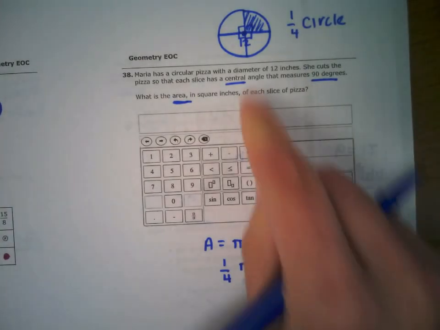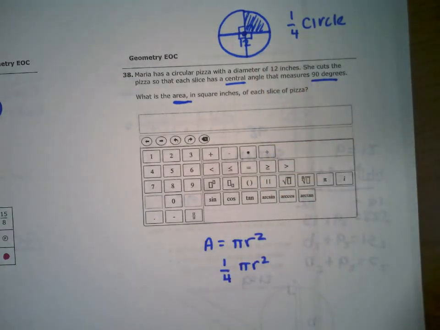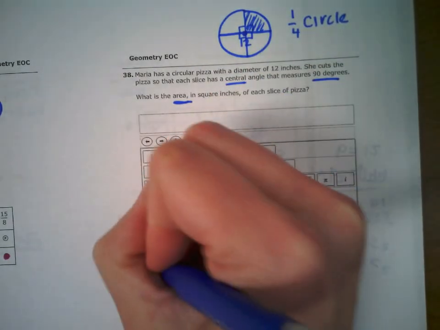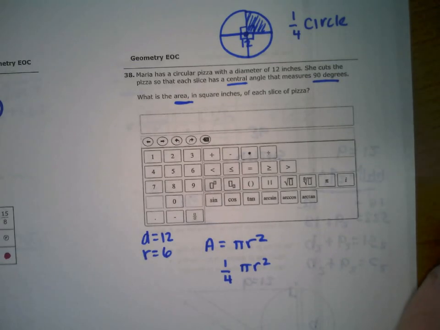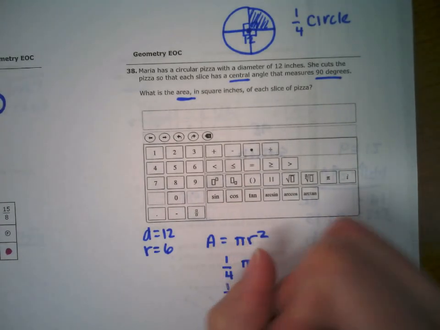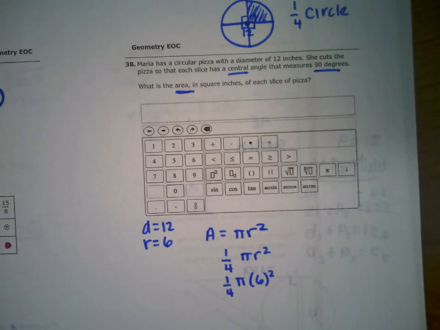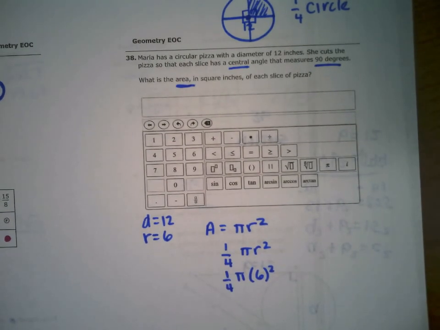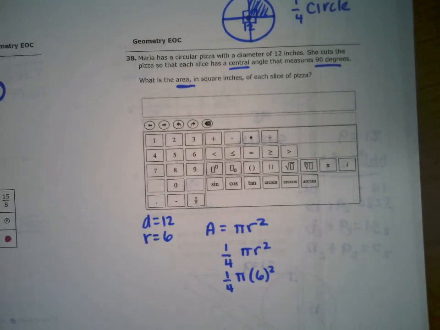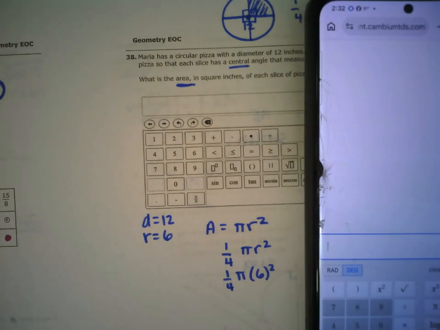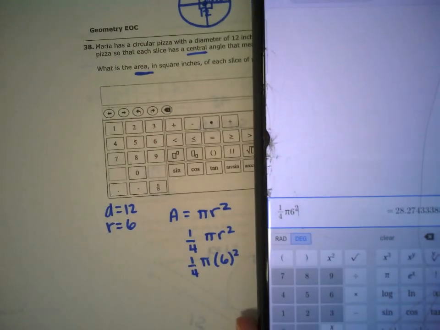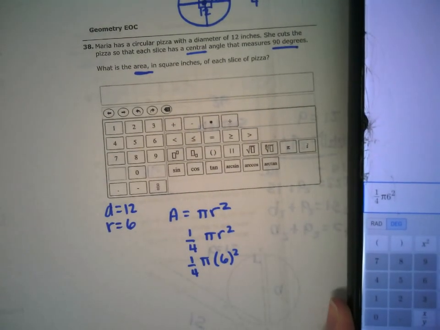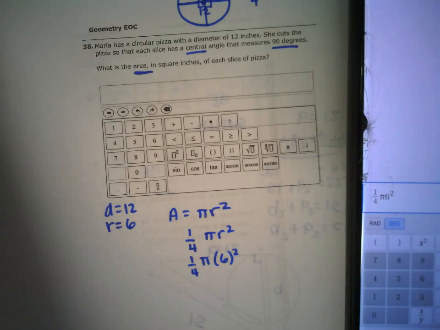Now in my picture up here, I knew the diameter was 12. We know that the radius is half the diameter, so our radius is 6. So when I fill this in, I'm filling in a 6 for the r. So again, you can use either calculator, it doesn't matter. It says we're doing in square inches, right? So I'm going to type in my calculator 1/4 pi times 6 to the second, and I get 28.27.